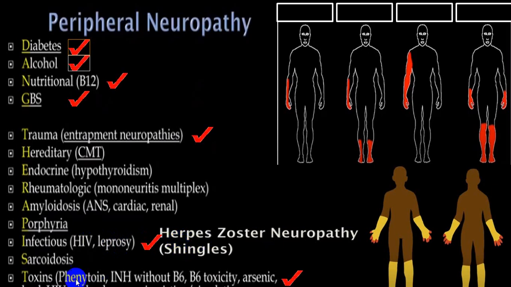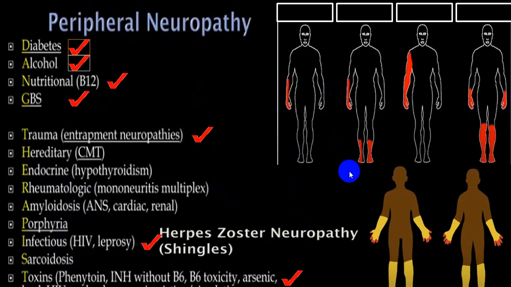Another common cause is toxic neuropathy, secondary to drugs, very commonly phenytoin sodium and isoniazid, which can produce nerve damage. You can also have arsenic, lead, HIV, medications, chemotherapy, all those groups. While sarcoidosis, porphyria, amyloidosis, autoimmune disorders, endocrine disorders, and Charcot-Marie-Tooth are not very common.